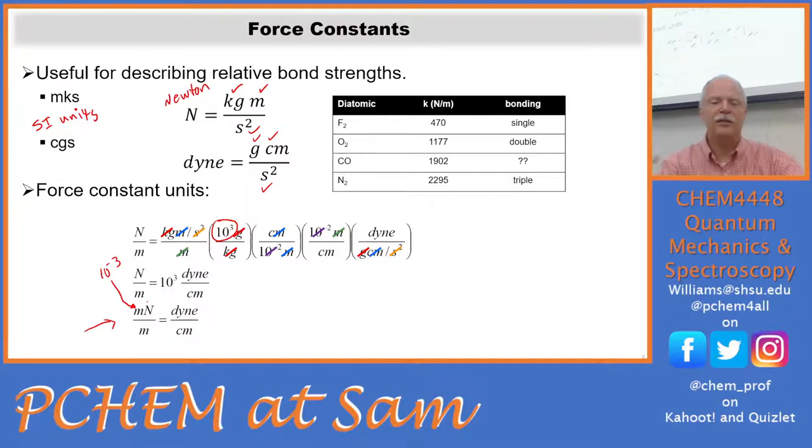The only reason I do this is because some tables will list their force constants in millinewtons per meter, and you go into Gaussian and look at the output, and the force constants are in dynes per centimeter. This allows you to convert back and forth. So put a star on this slide and say force constant. Anytime you're dealing with the units of force constants, come back here and you can hack your way through the units.